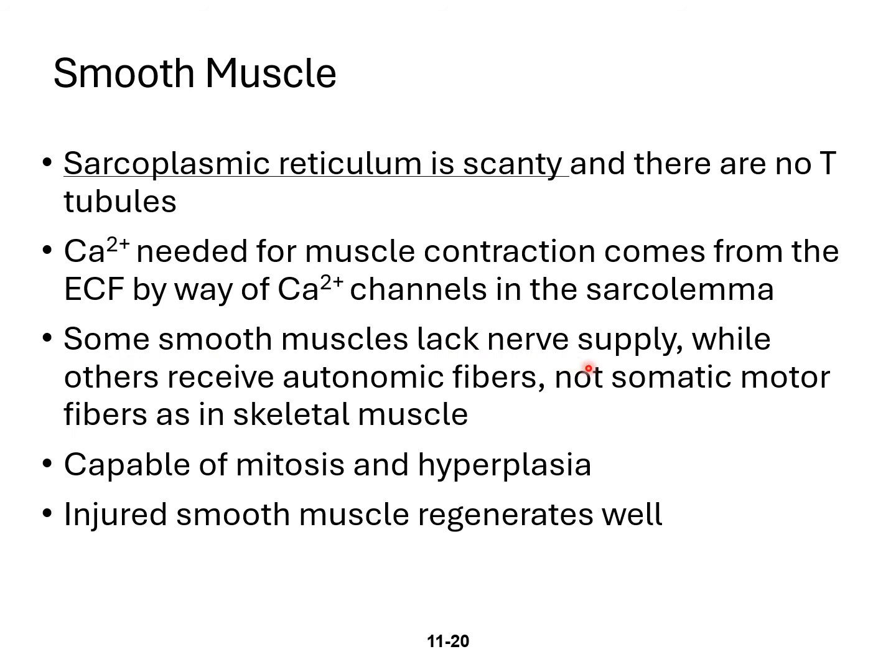Some smooth muscles lack nerve supply, while others receive autonomic fibers, not somatic motor fibers like in skeletal. You're going to think about autonomic nervous tissues when we talk about the brain. This is going to be the gut. This is going to be the blood vessels, the fight or flight, the rest and digest. This is all going to be in this part of the nervous system. So when we talk about it, you can kind of see how they're connected.